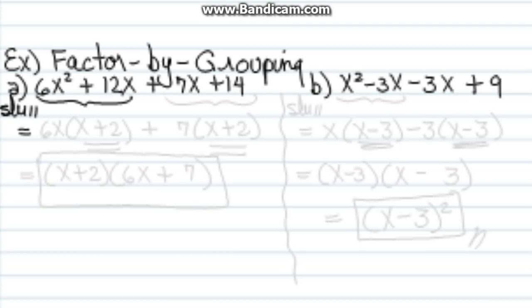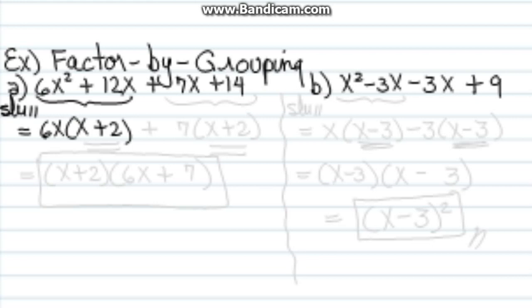The number they have in common is 6, and the common factor of x, the power of x, is x to the first power. So it's 6x times, what do we multiply to get 6x squared? X. And what do we multiply to get the 12x? Positive 2. Now look at the second 2 terms, plus 7x plus 14.